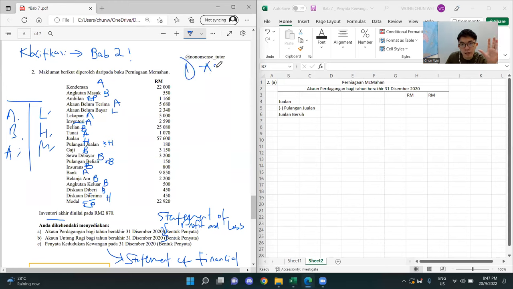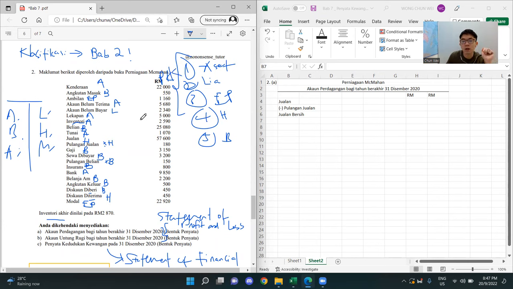Ada asset, liability, equity pemilik, EP, 4, hasil, 5, belanja. So you can see that all these 5 things are already inserted here. Okay? And I said, all the 1 to 3, asset, liability, equity pemilik, masuk ke mana? Masuk to PKK, the penyata kedudukan kewangan. Manakala the hasil dan belanja, we go into your account untung rugi.